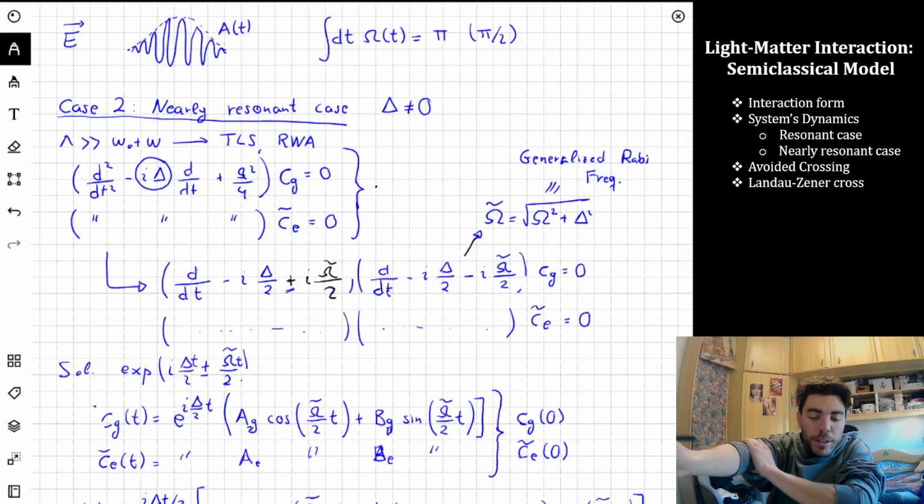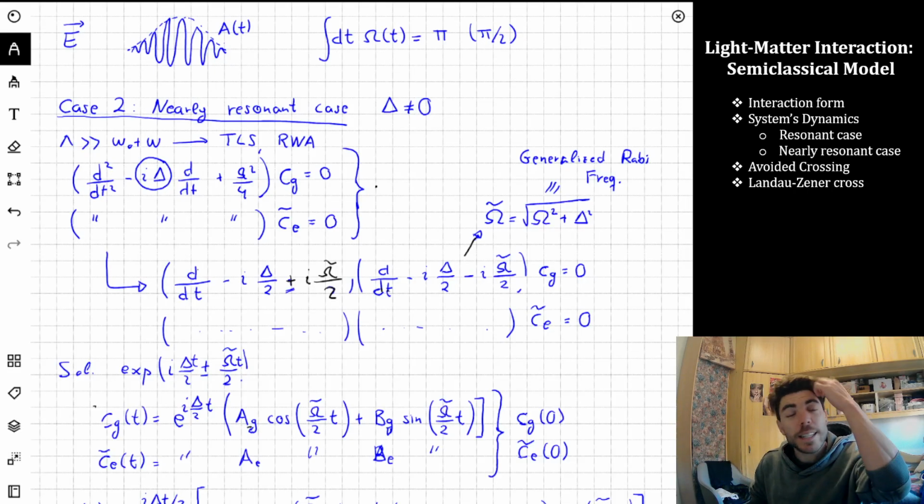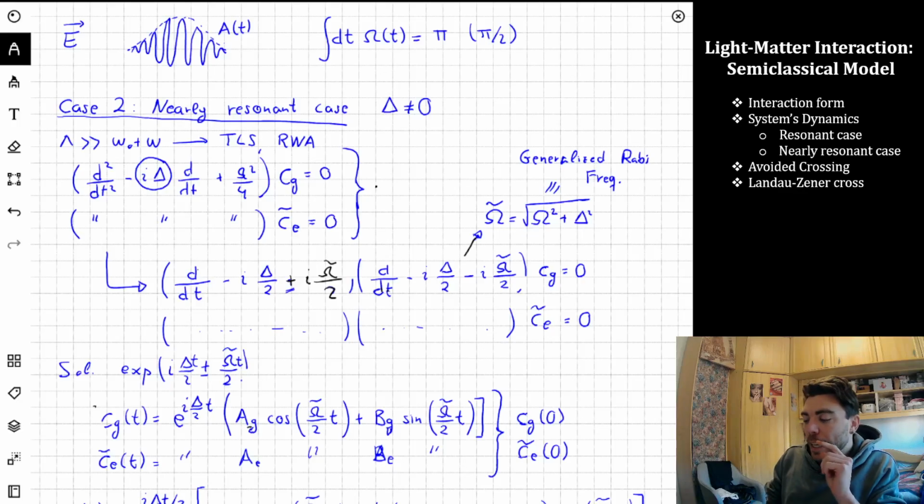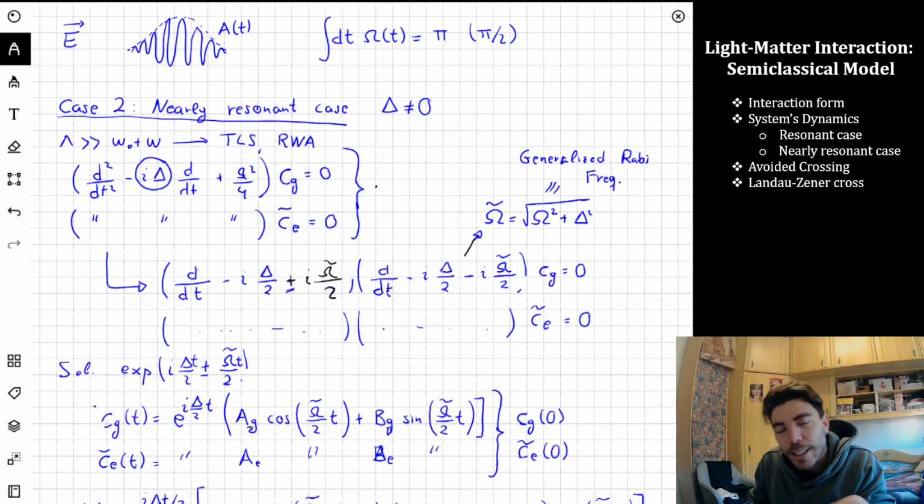We are back here to understand the semi-classical model of light-matter interaction. And in the last video, we saw what happens when the light field is exactly tuned to the atomic transition. And we saw the effect of Rabi flopping, in which the atom is constantly going to the excited state and back to the ground state sinusoidally in a coherent manner.